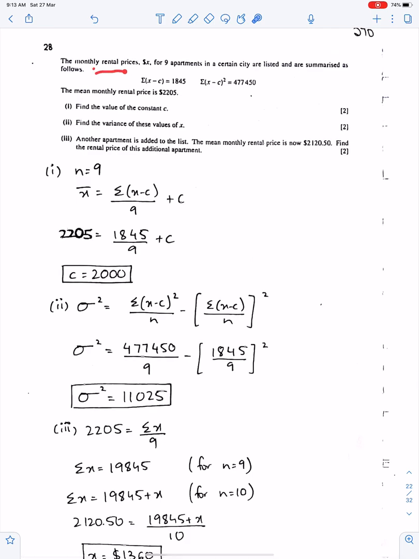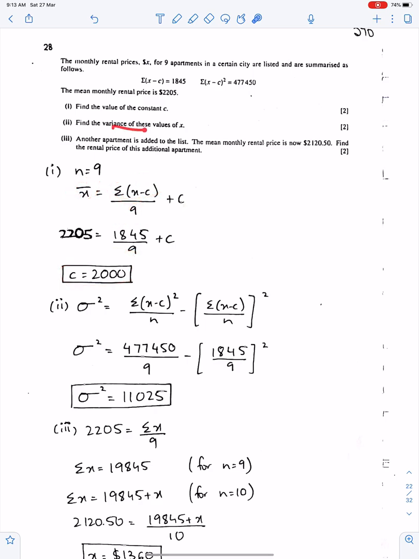The monthly rental prices for 9 apartments in a certain city are summarized as follows. The mean monthly rental is this. Find the value. This is so simple. We have x bar. So by using the formula of x bar, we can easily get the value of c. Because we have x bar, we have sigma x minus c, we have n as 9, we can easily get c.